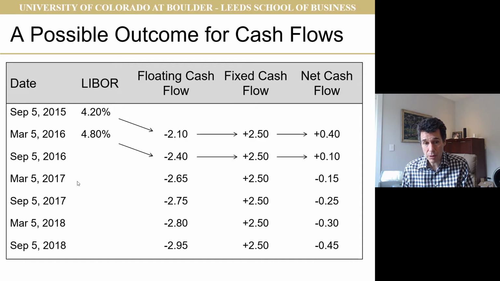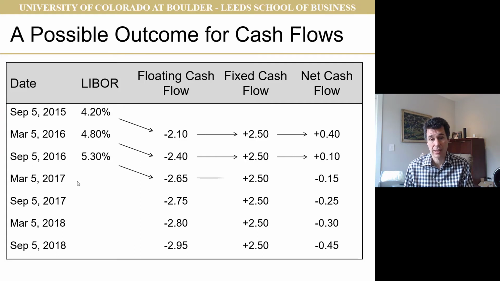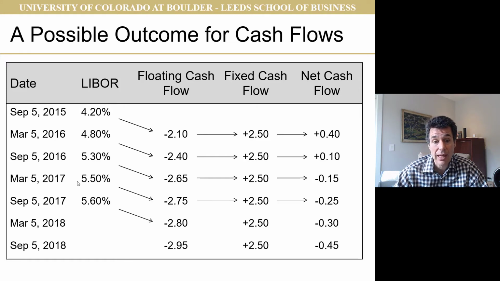On the 5th of March 2016, there's a new LIBOR fixing. After this cash flow of $400,000, we look at a screen, we find out LIBOR is 4.8%. Microsoft has to pay $2.4 million on the 5th of September. They receive 2.5, net they receive $100,000. The LIBOR is going up to 5.3%, turns into $2.65 million that Microsoft has to pay. They receive 2.5, net they pay $150,000. And so on until the end of the swap.